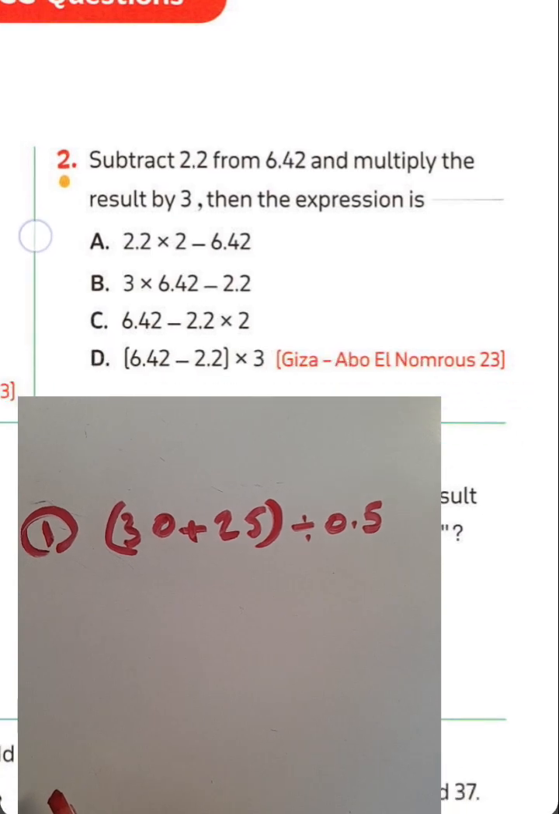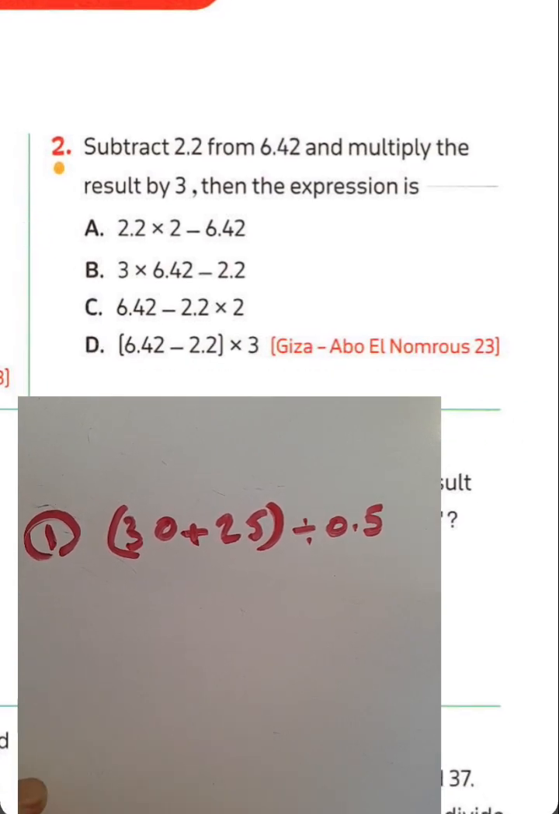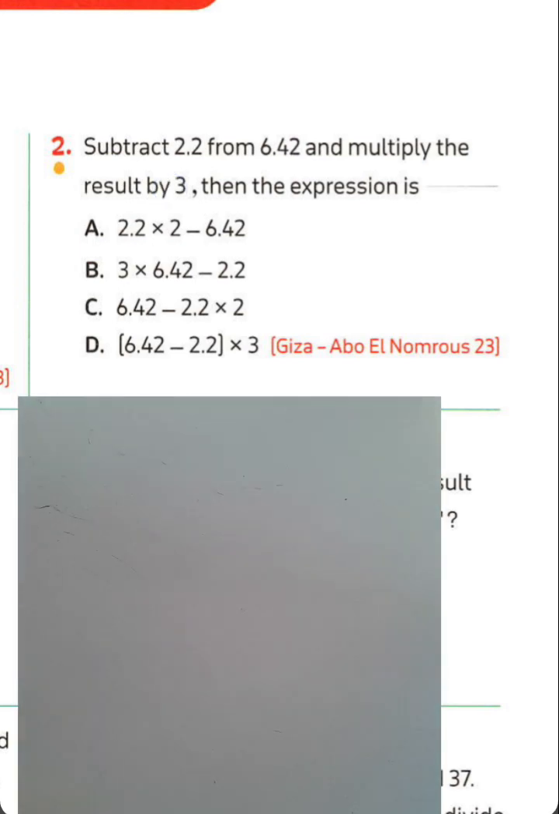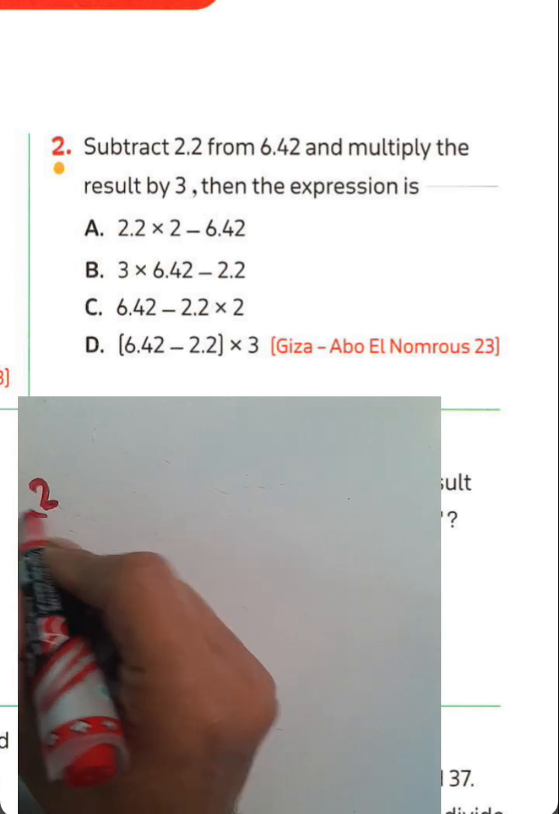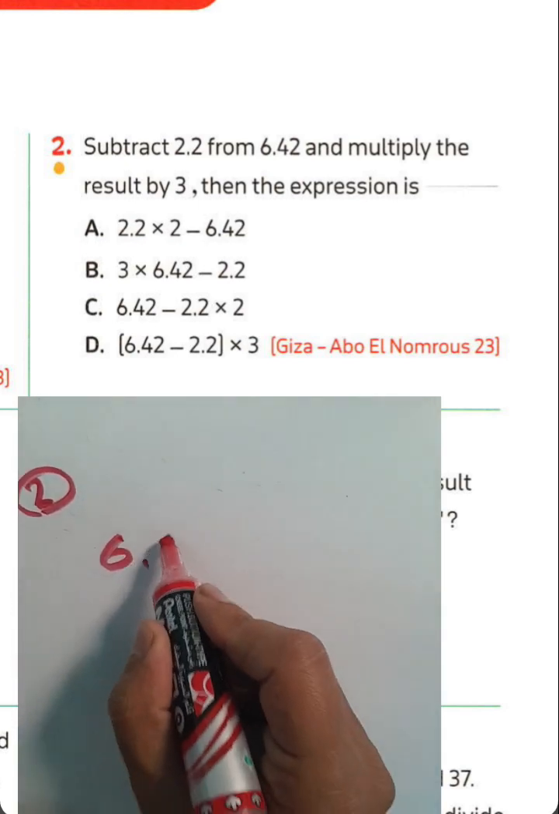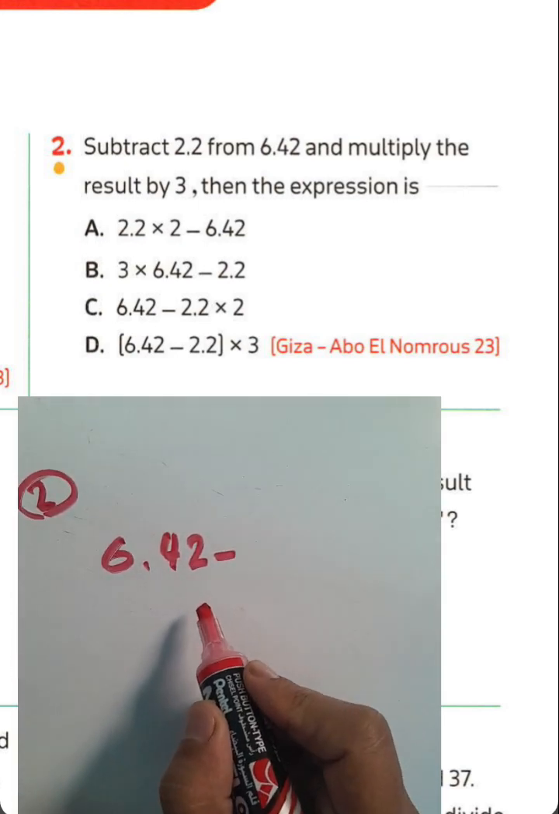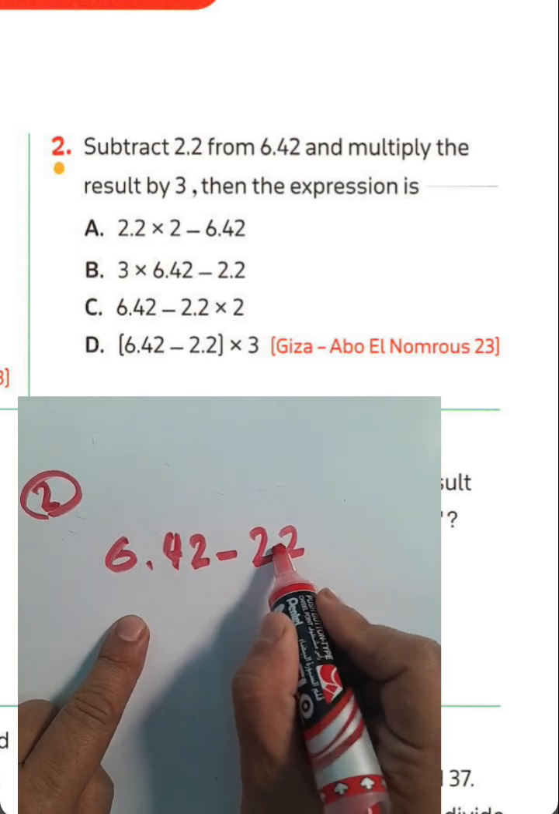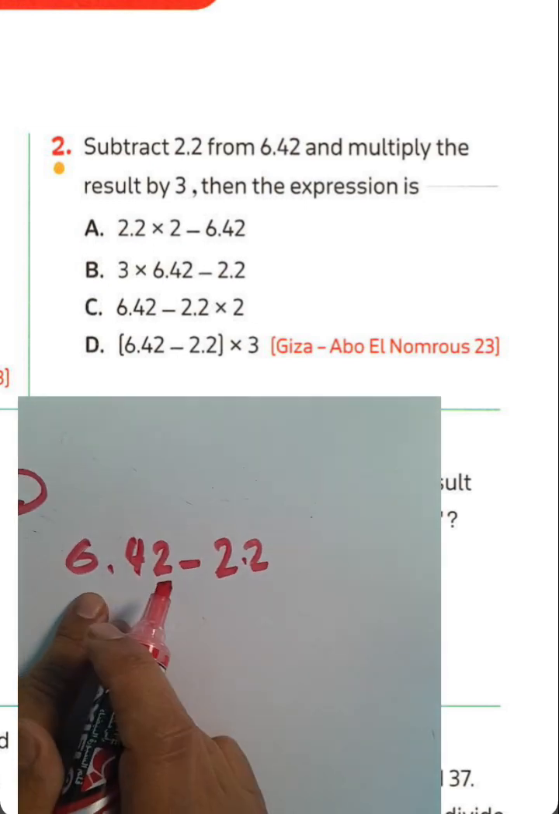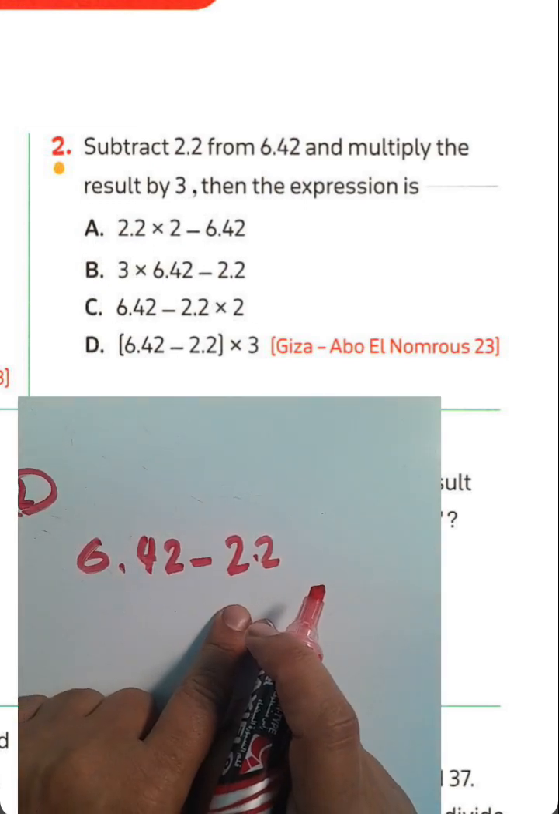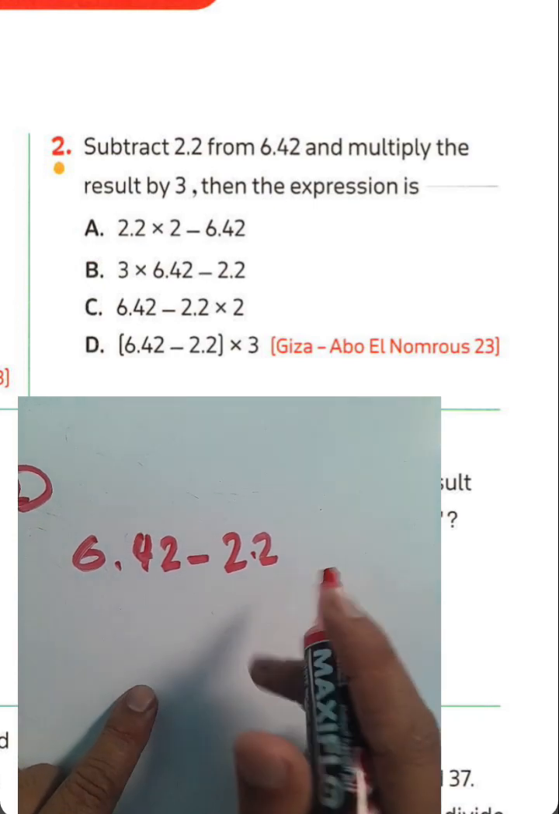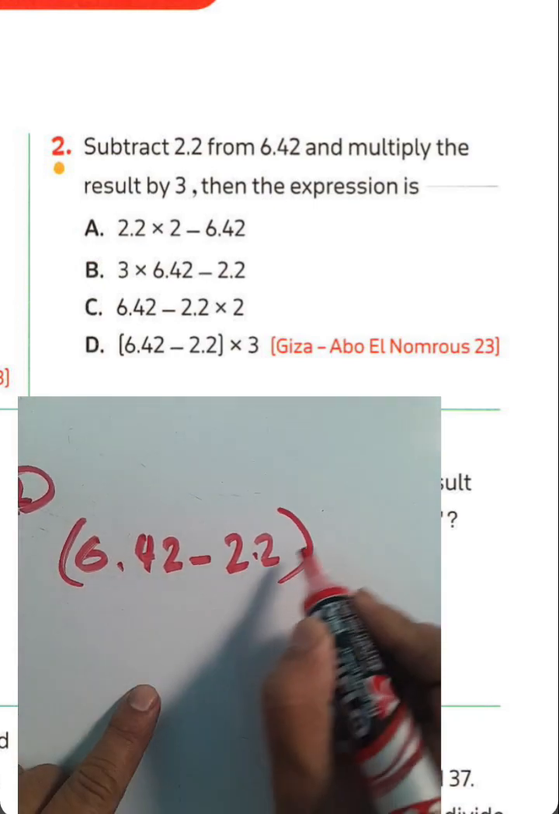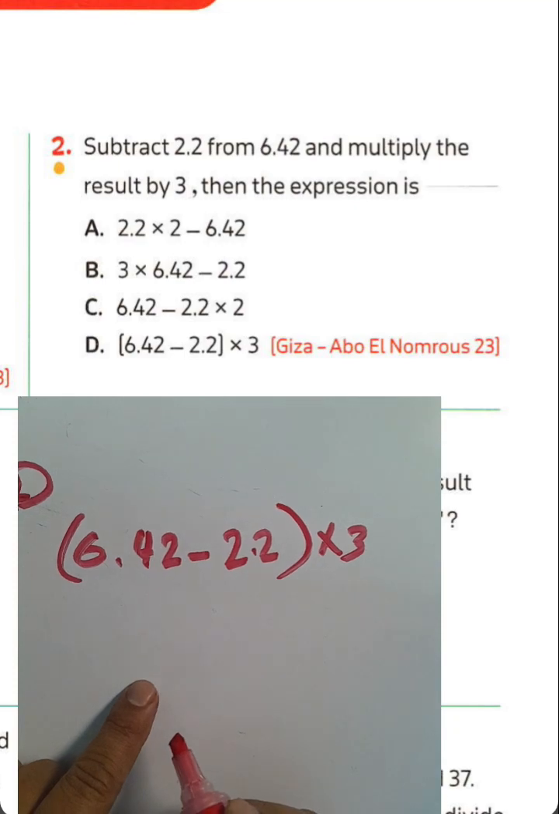Question number 2. Subtract 2.2 from 6.42 and multiply the result by 3. Then the expression will be what? Subtract 2.2 from 6 and 42 hundredths. Subtract 2.2 from this number, we call it the minuend, and 2.2 the subtrahend. And then multiply the result by 3. Question number 2, choose letter D.